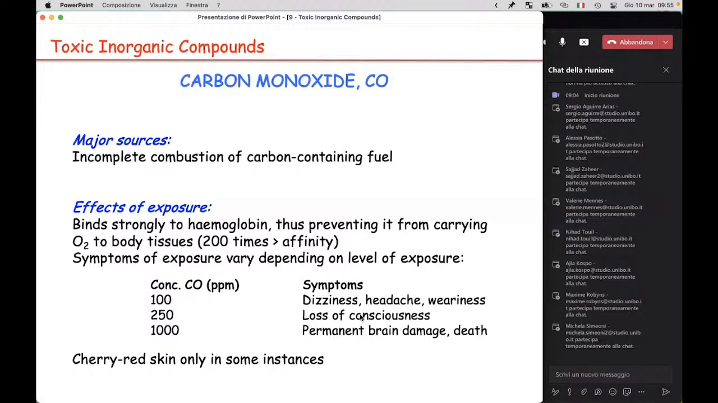One of the symptoms of carbon monoxide poisoning can be cherry red skin, but not always. So say that it's not diagnostic. You cannot say that this is not carbon monoxide poisoning just because we don't have cherry red skin. It's also very dangerous since it is a colorless and odorless gas. So you will never perceive anything, even if you are being poisoned with carbon monoxide.